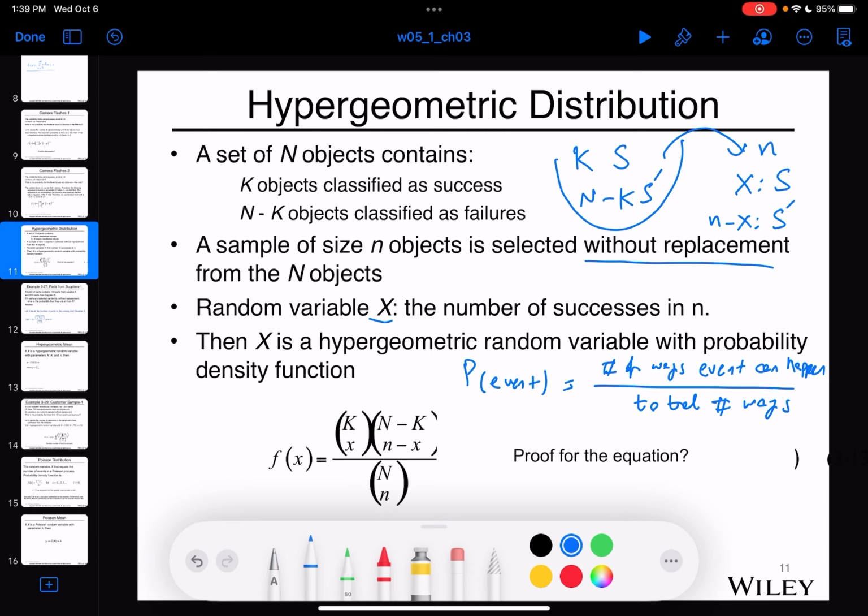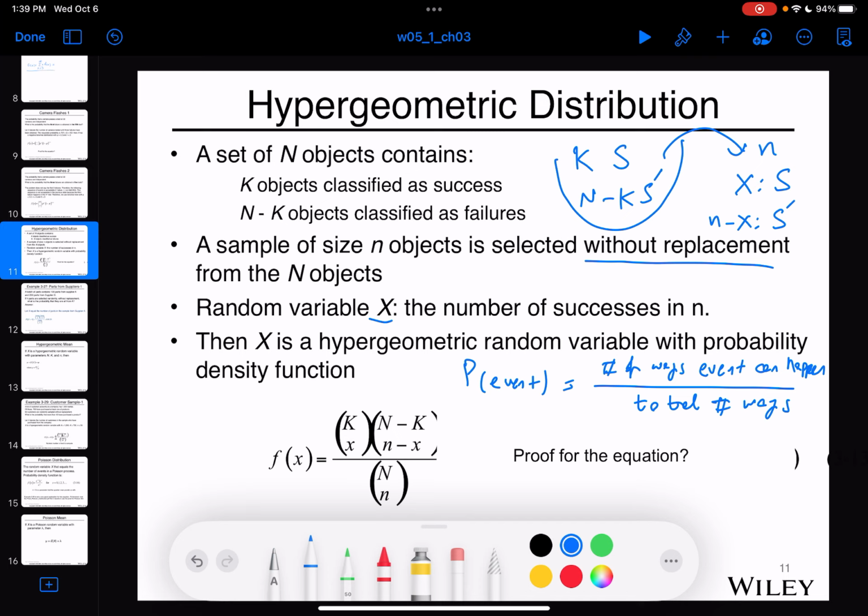For example, if we wanted to see the probability of getting an odd number when we roll a die, we say there are 3 odd numbers and a total of 6 numbers, so it's 3 divided by 6.